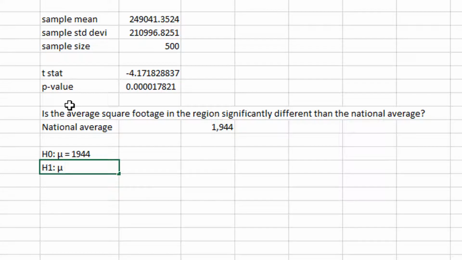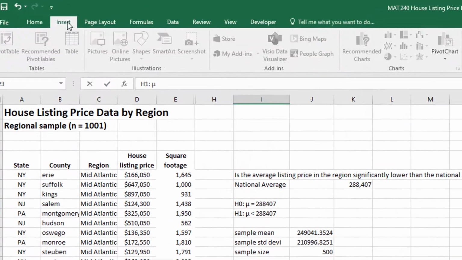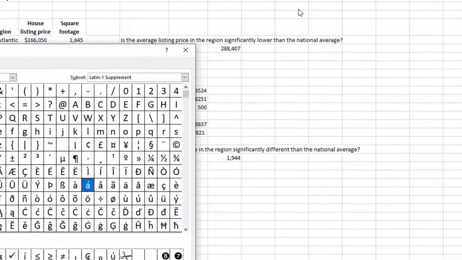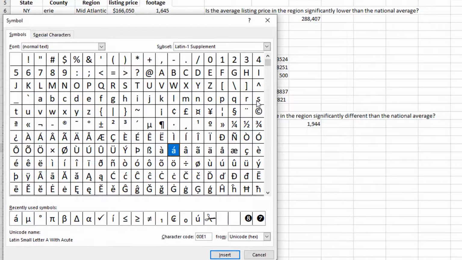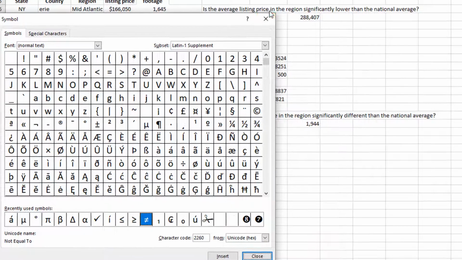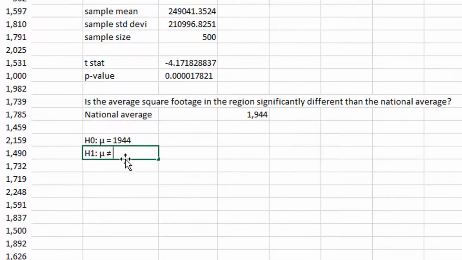now I want to put in a character. I'm going to go to the insert menu for a symbol, and in the math section, let's see, I want to get the not equals sign. I have it in my recently used symbols, so I'm going to just insert it from there. Mu is not equal to 1944.